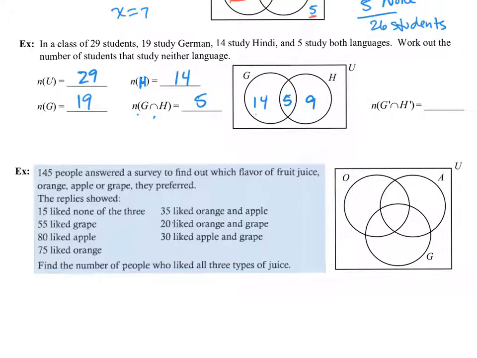Okay, so what is that total? That totals, 14 plus 5 plus 9 is 28, and since there were 29 students in the class, that means that there's just one student that takes no language at all. One student that takes no language at all. So the number of the intersection of the students that don't take German and the students that don't take Hindi, that number would be 1.